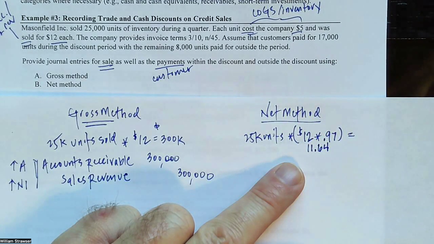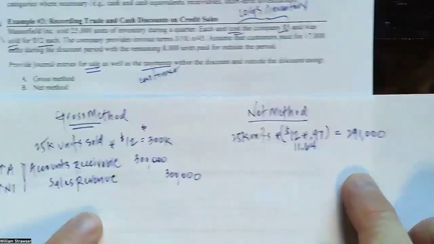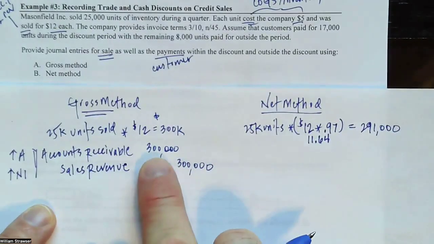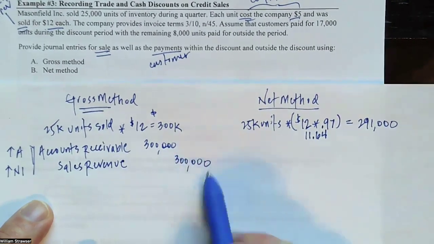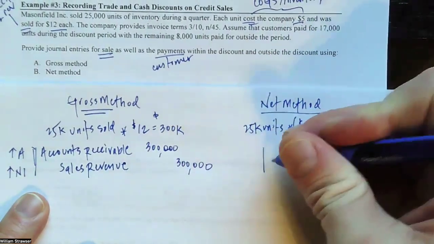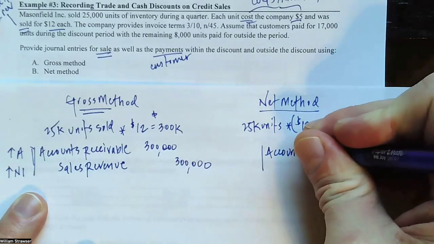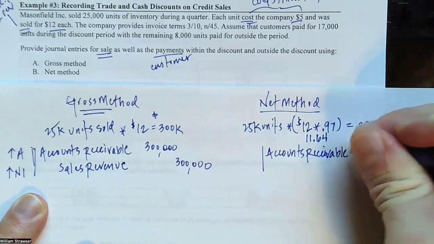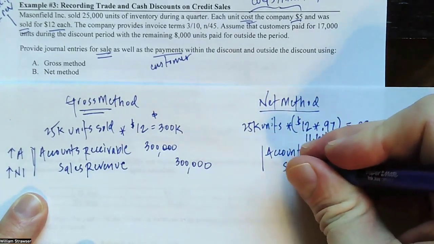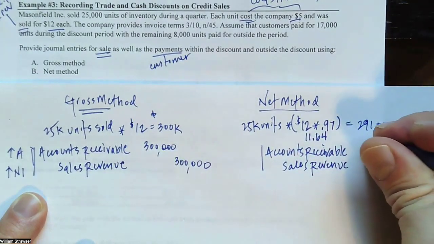And we multiply that by 25,000 and we get $291,000, which is the same amount I would get if I had applied 97% to 300,000, right? We're just taking 3% off this entire amount. I do want to cover real quick, same accounts, by the way, just different amounts. So the choice between gross and net method doesn't change the accounts we use at the sale. Later on, it can change the accounts that are available, and we'll talk a little bit about that.